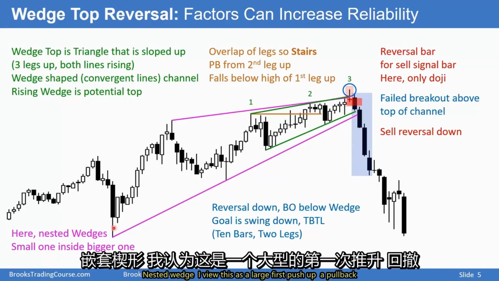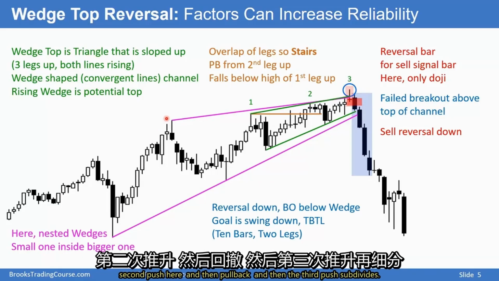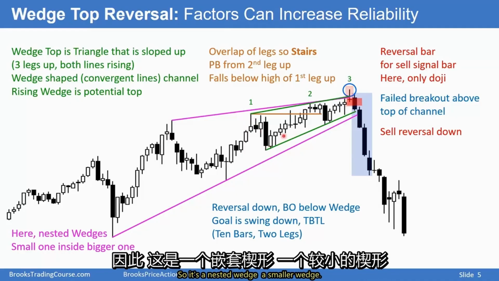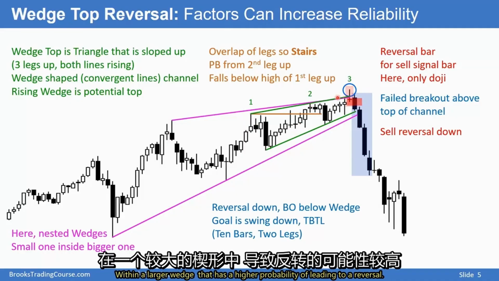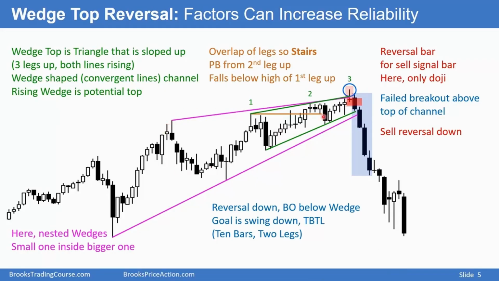Nested wedge, I view this as a large first push up, a pullback, second push here, and then pullback, and then the third push subdivides. So it's a nested wedge, a smaller wedge within a larger wedge that has a higher probability of leading to a reversal.